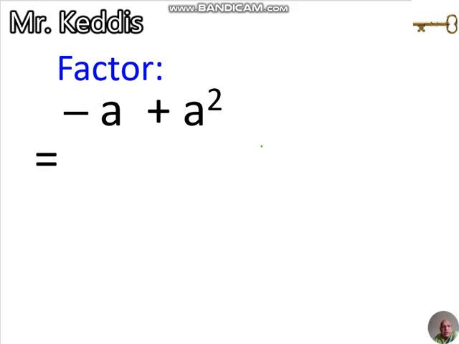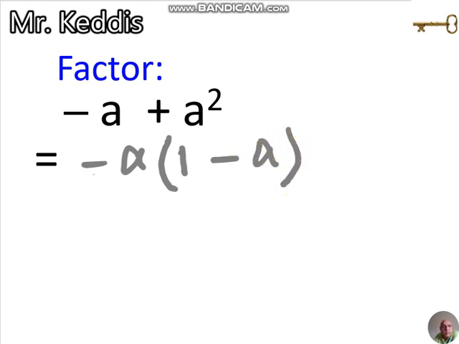I need to factor negative a plus a squared. I take negative a as the common factor. Negative a times 1, I get negative a. And negative times what? You get positive. Negative times negative, you get positive. And a times what? You get a squared. You get a. When you multiply negative a times 1, you get negative a. You multiply negative a times negative a. Negative times negative, I get positive. A times a, I get a squared.